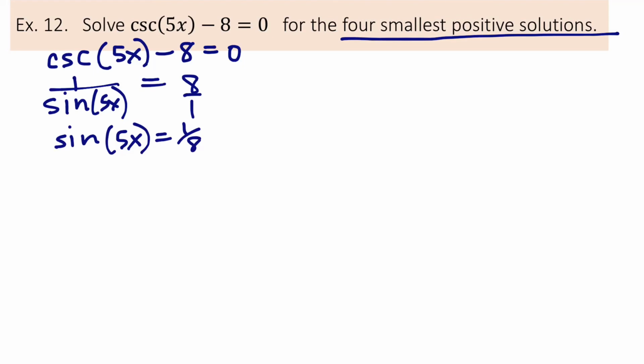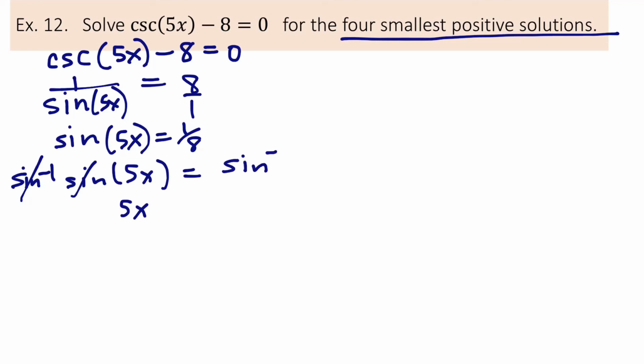All right, so that's not one of the sines of our special angles. So we're going to take the inverse sine of both sides to get the angle 5x. And you plug that into your calculator. The inverse sine of 1/8, in mode radians, is 0.12533 radians.